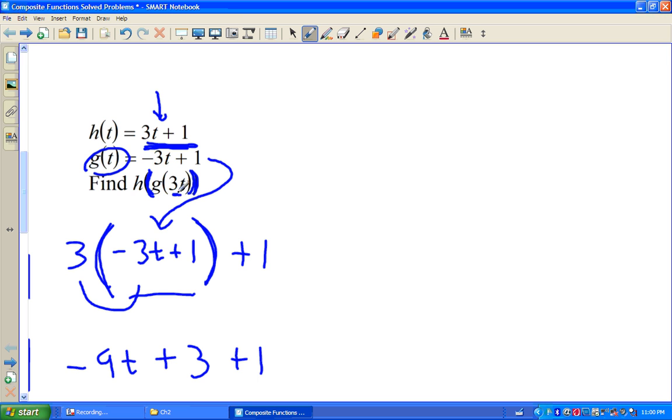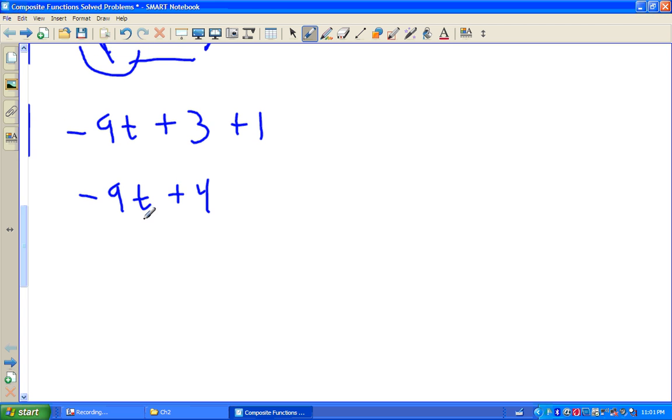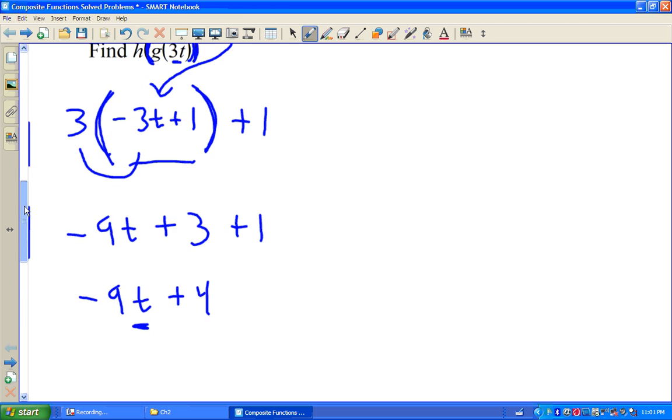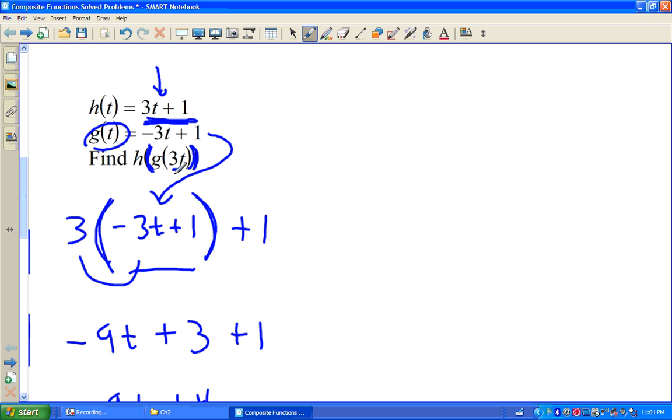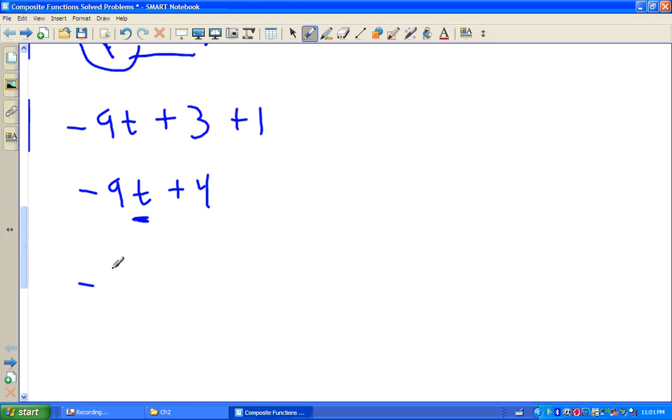But it doesn't say h of g of t. It says h of g of 3t. Whenever we simplify a function like this, we know that we're going to evaluate it at some value. Now, instead of giving us a nice number like 2 or 4 or whatever, they've given us 3t. So I go back to wherever t appears, and I plug in a 3t. So instead of t, I put in a 3t there, plus 4.